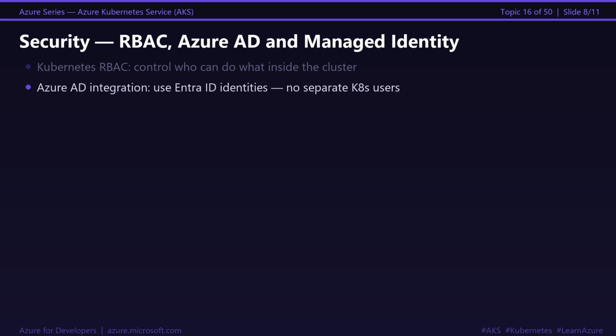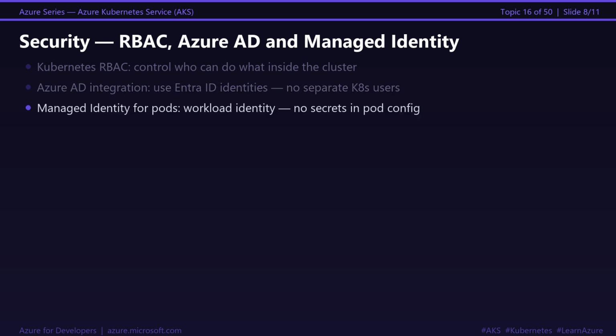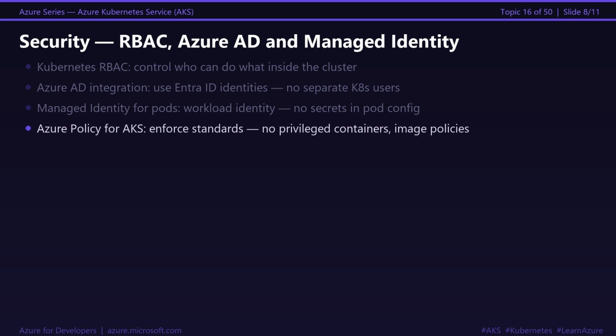For your pods accessing Azure services, Key Vault, storage, SQL database, use workload identity. This assigns a managed identity to specific pods so they authenticate to Azure services without any credentials stored in environment variables or Kubernetes secrets. Finally, for production, create a private cluster where the API server has no public IP, it's only reachable from within your VNet.